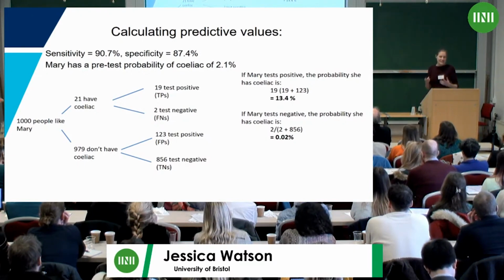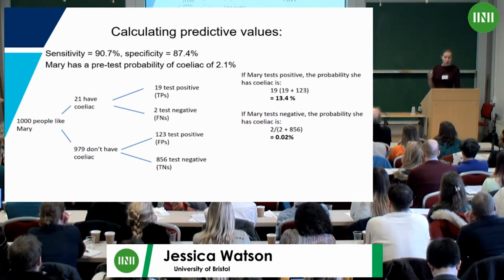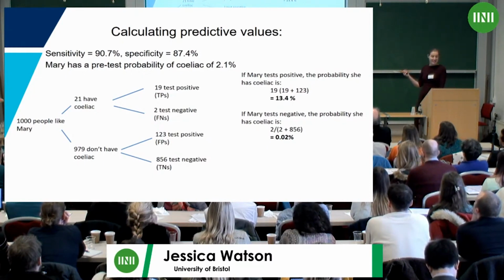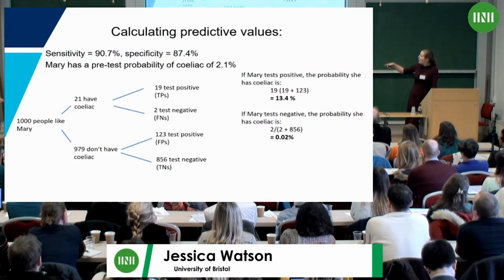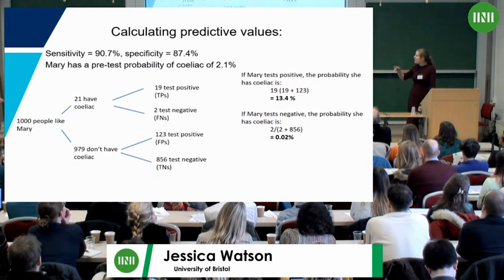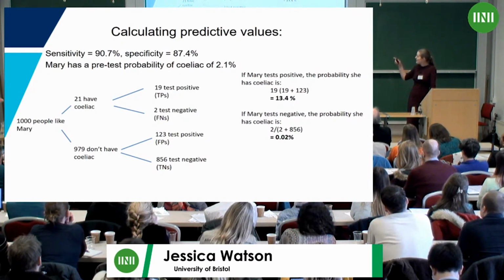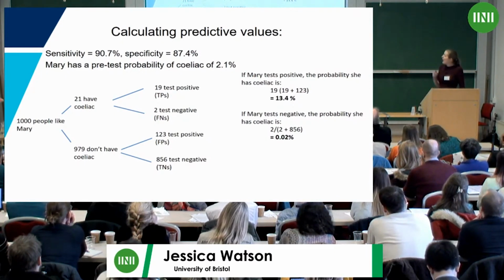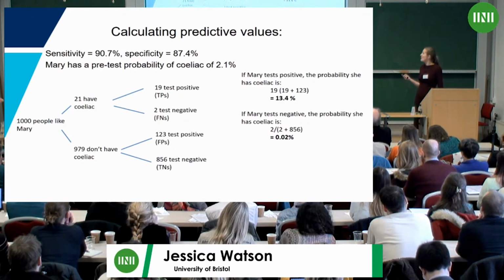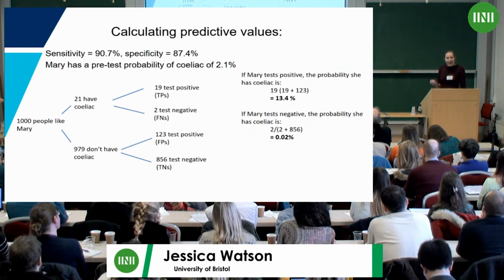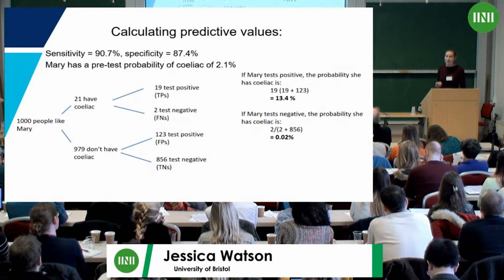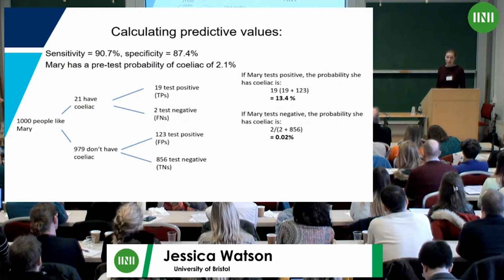And when we think like that, it's easy to see that if the pre-test probability is 2.1%, then 21 of those people will have celiac. And if we look at a sensitivity of 90%, around 19 of that 21 will test positive, will have true positives. But if we look at the other aspects of the tree there, we'll see that the 19 true positives will also have 123 false positives. And so the actual positive predictive value for a patient like Mary is perhaps slightly surprisingly low. It's about 13% chance that she has got celiac given her positive test results.